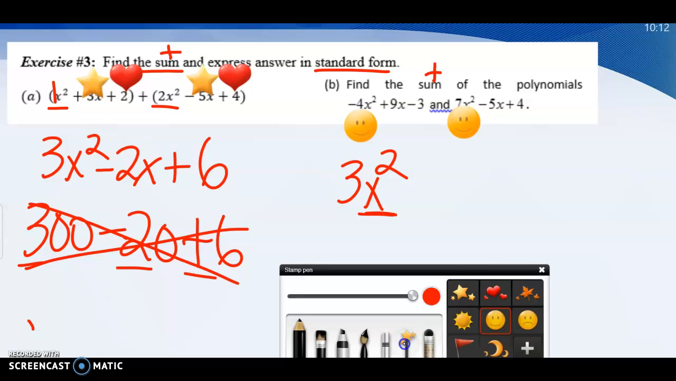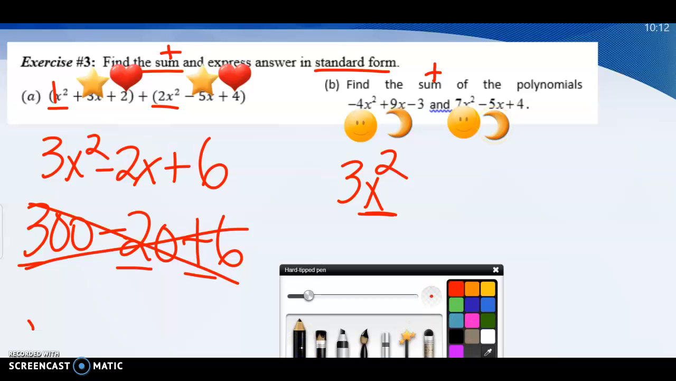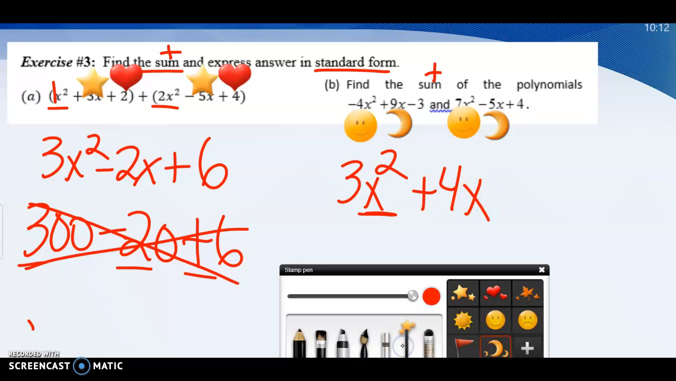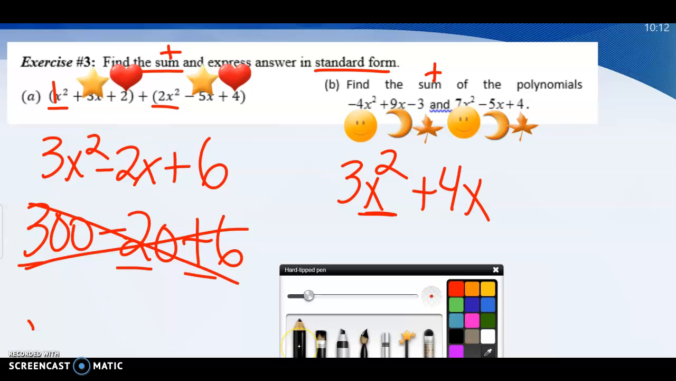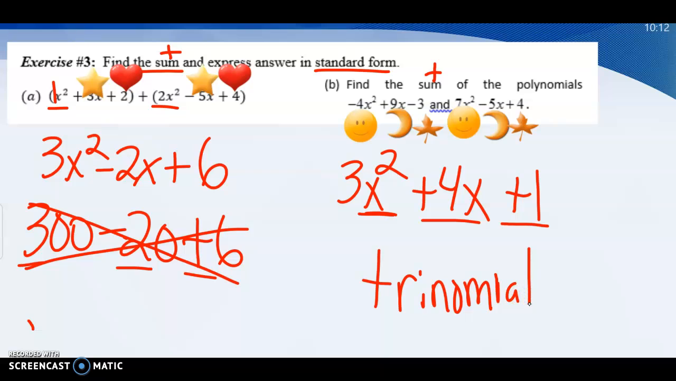And then I find other like terms. Let's go with the moons here. 9x with the negative 5x, okay? And so you add those together, but we really subtract because the signs are different, so it's positive 4x. And then the last thing, we find more like terms, 3, negative 3, positive 4, and we end up with positive 1. Again, 3 different terms, making it a trinomial. And the reason why it's a trinomial, each one of those has a different exponent on the x up here.